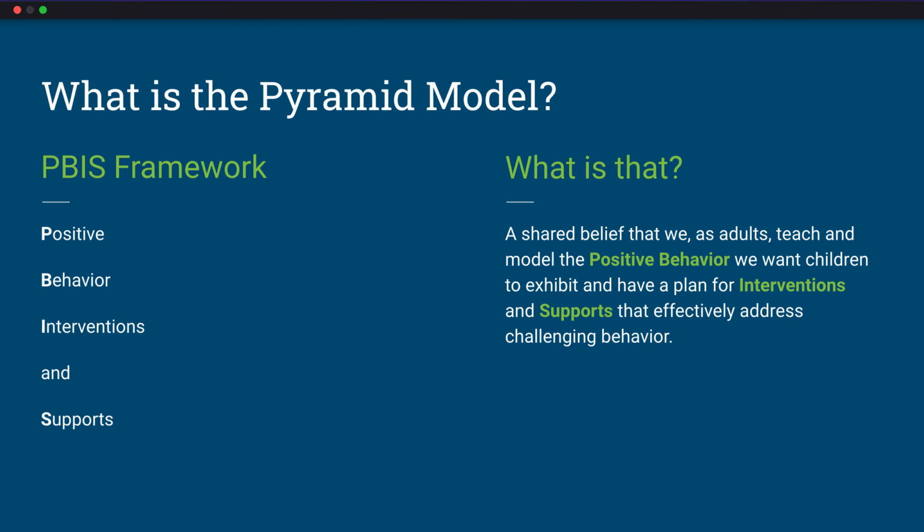So briefly, what is the pyramid model? Well, the pyramid model is part of a PBIS framework. PBIS stands for Positive Behavior Interventions and Supports. And just to clarify what that means, PBIS is a shared belief that we have that as adults, we teach and model the positive behavior that we want children to exhibit, and that we have a plan for interventions and supports that effectively address any challenging behavior that we identify.